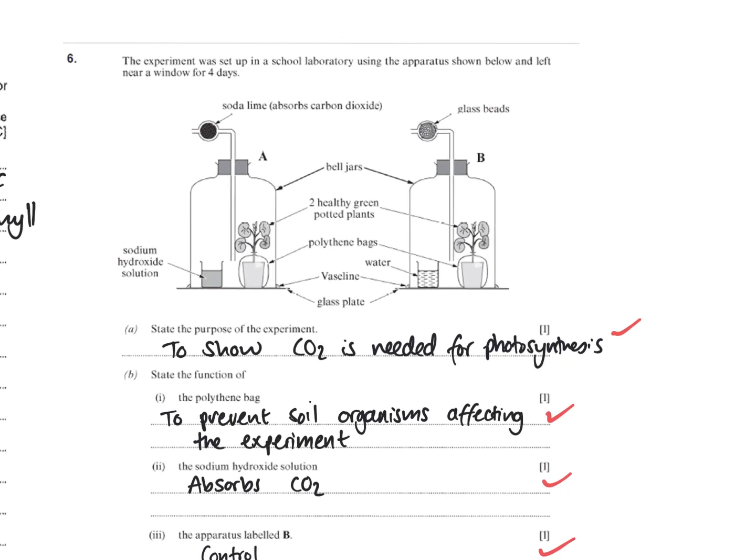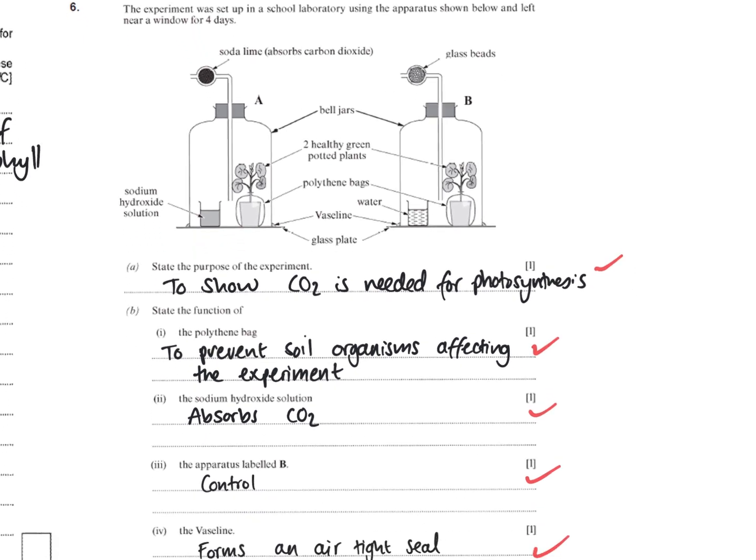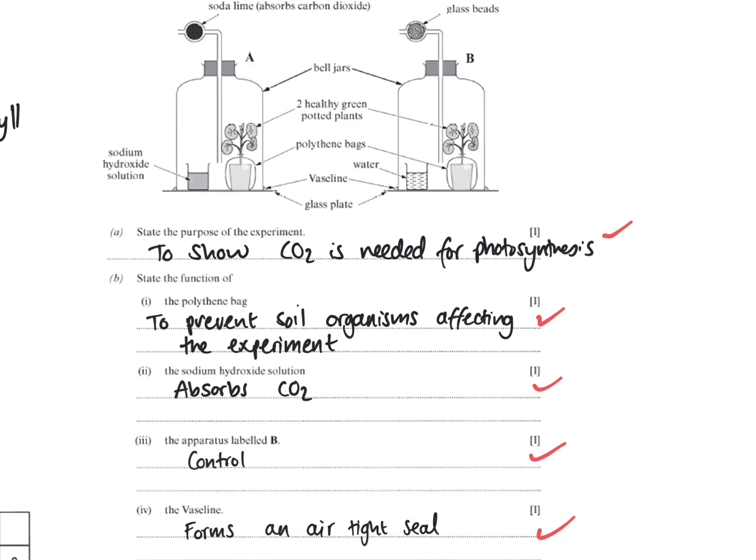Over to the second past paper question here. We've got a school laboratory with different apparatus, and it was left near a window for 4 days. Part A says state the purpose of the experiment. So that's to show carbon dioxide is needed for photosynthesis. Part B, state the function of the polythene bag that we have here, and that's to prevent soil organisms affecting the experiment. In B2, the sodium hydroxide solution, that's within here and absent within the control, is that it absorbs carbon dioxide. In part 3, the apparatus labelled B, that's the control.